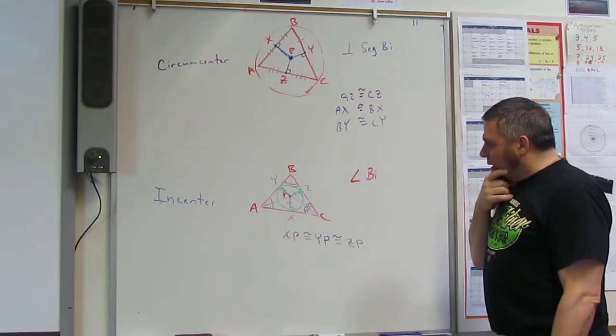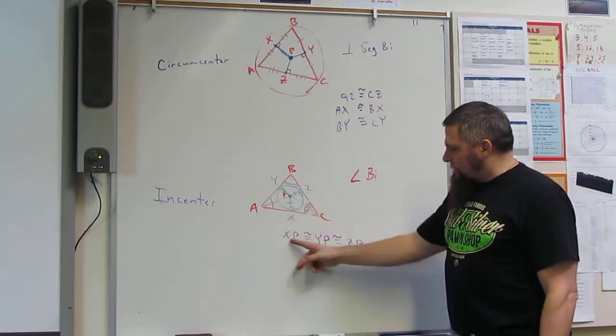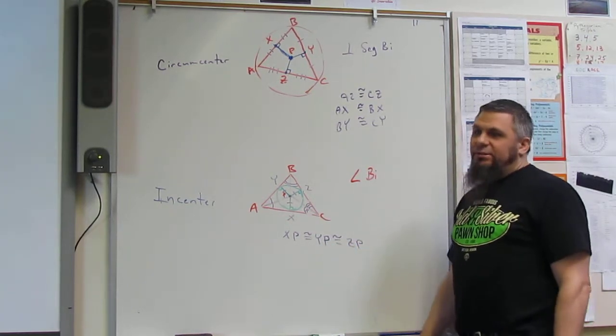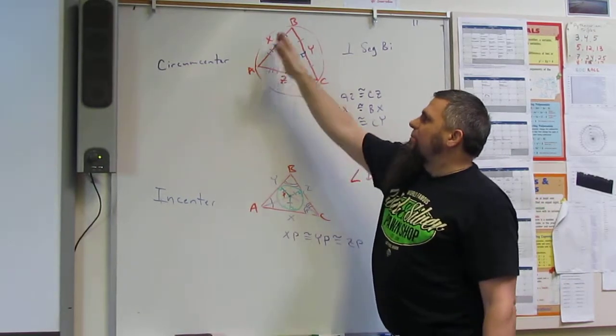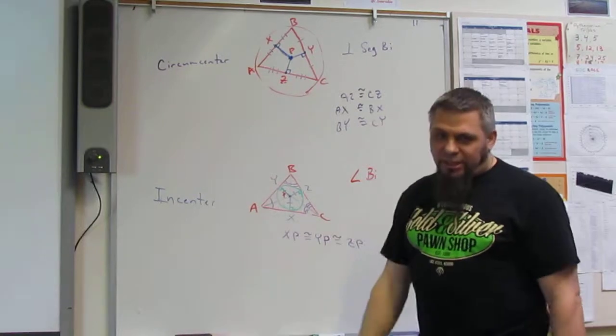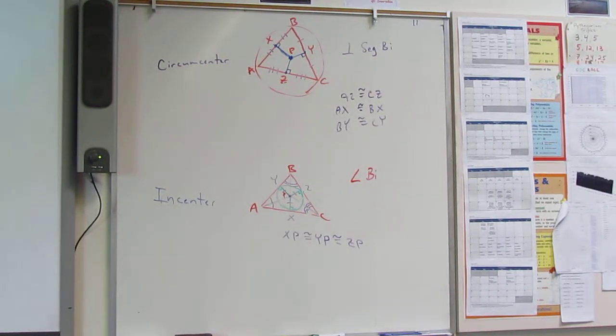So, there you go. With incenters, you create these segments that are congruent. With circumcenters, you create congruent pieces on the sides of the triangle. Okay? Two different centers of a triangle. In one, the circle is inside the triangle, and in the other, the circle is outside the triangle.